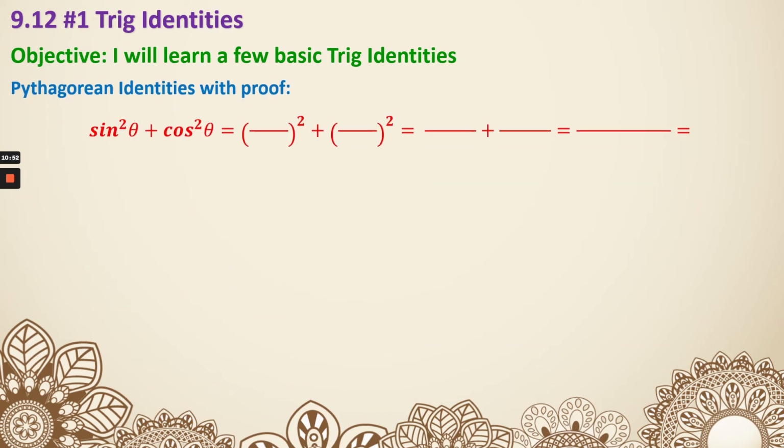Next, I have sine theta squared plus cosine theta squared. This is called the Pythagorean Identities. It's not the Pythagorean theorem, but it's related to the Pythagorean theorem. So let's have a look.